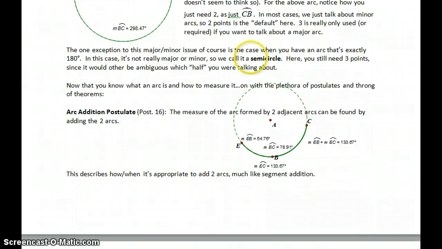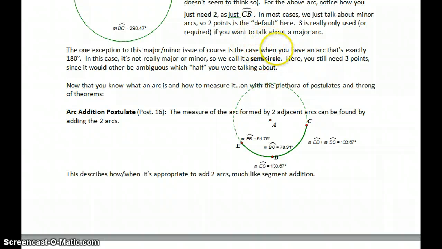Next thing, semicircle. If it does happen to be exactly 180 degrees, and I had that happen a little bit on the Sketchpad document, you still don't need 3 points. 2 points is good enough. If it's exactly 180, you just say that's a semicircle. I'm sorry, you do need 3 points. You need 3 points because we don't know which one you're talking about.